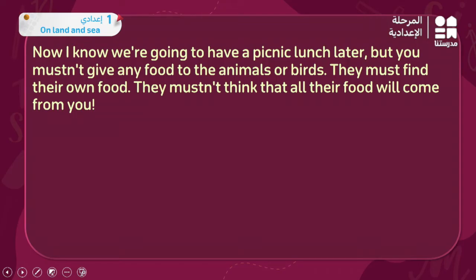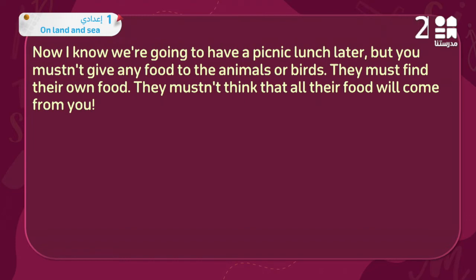Now I know we are going to have a picnic lunch later, but you mustn't give any food to the animals or birds. احنا عارفين ان احنا you will take a picnic lunch later. هناخد وقت عشان نعمل فيه picnic lunch, but you mustn't give any food to the animals. غير مسموح ان حضرتك to give food for the animals or the birds.